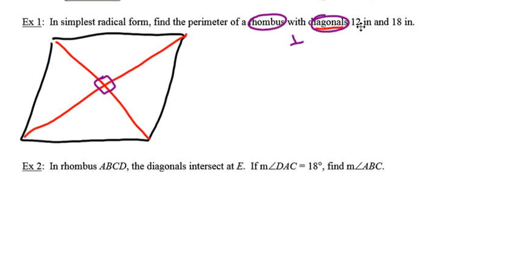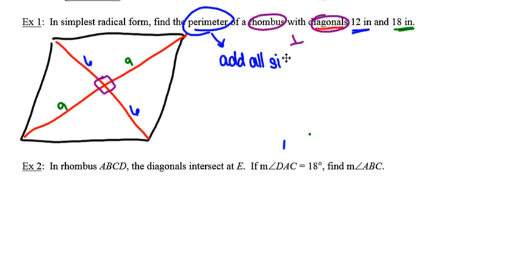The length of one diagonal is 12 inches, and I'm going to break that down so that each piece is 6 and 6. The length of the other diagonal, 18 inches, and I'm going to break that down so each piece is 9 and 9. And really what we're trying to do is find the perimeter of this rhombus, and in order to find its perimeter, we're going to need to add together all of its sides. So what I really need to do is find a side length. I'm going to call this side length x.